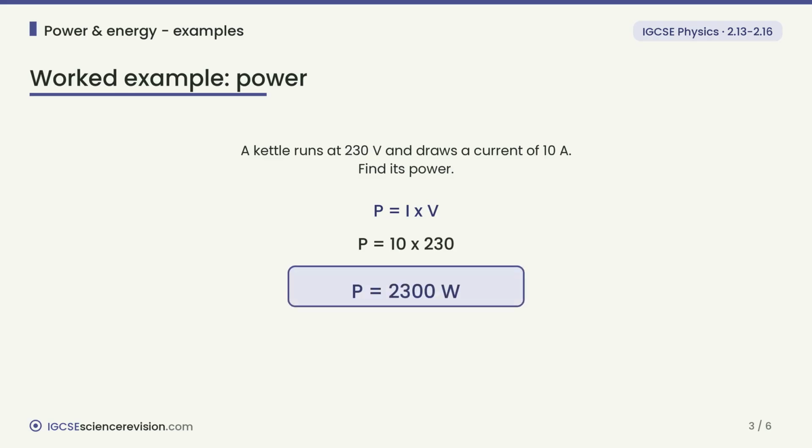Let's find a power. A kettle runs at 230 volts and draws 10 amps. Write the equation. Power equals I times V. Substitute 10 times 230. That's 2,300 watts. A 2.3 kilowatt kettle. Big current, big power.